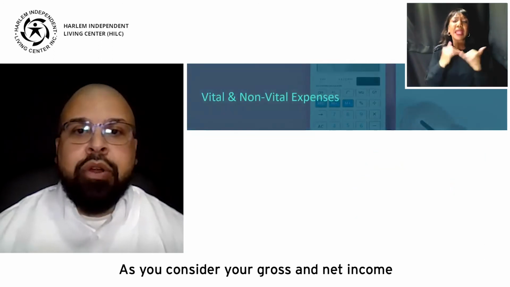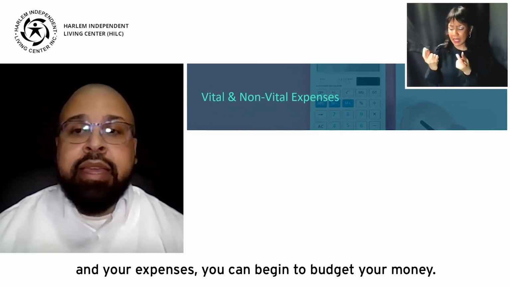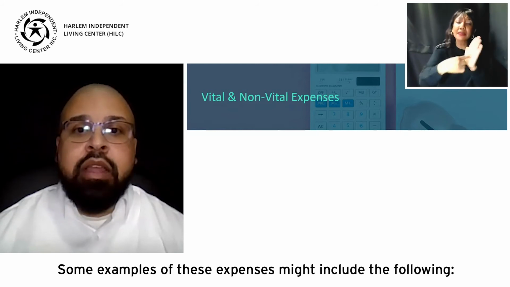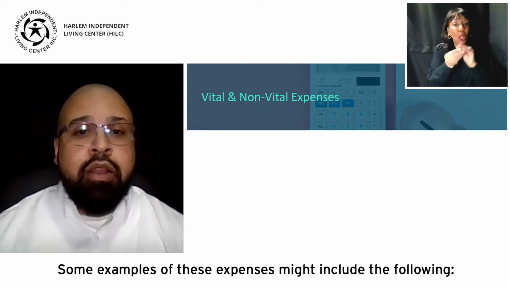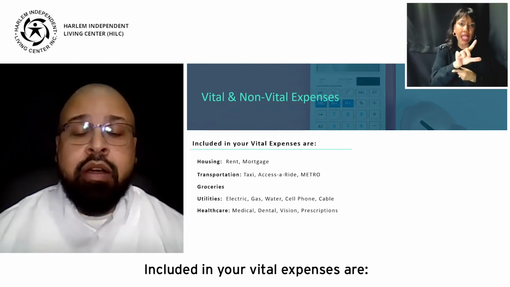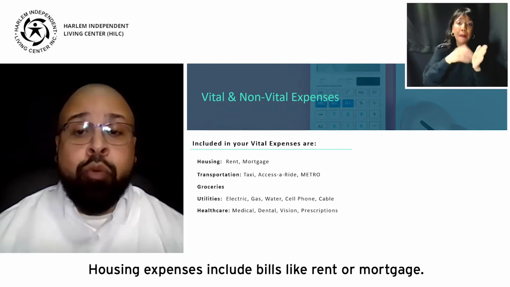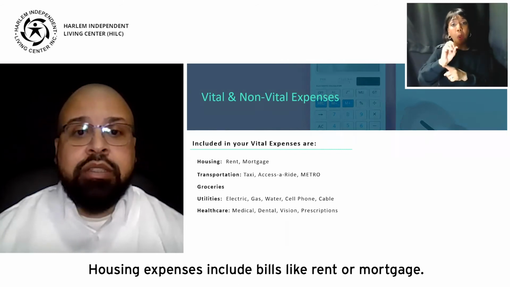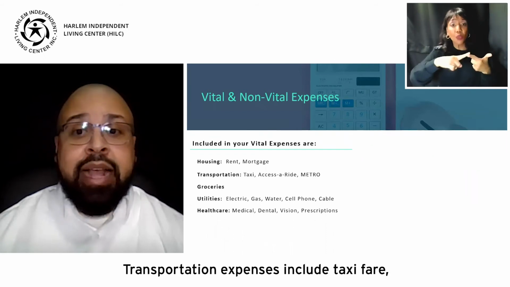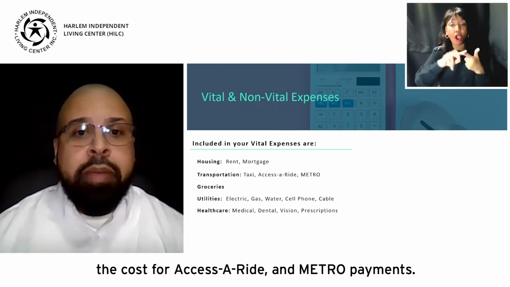As you consider your gross and net income and your expenses, you can begin to budget your money. Some examples of these expenses might include the following. Included in your vital expenses are housing. Housing expenses include bills like rent or mortgage. Transportation. Transportation expenses include taxi fare, the cost for access a ride, and metro payments.